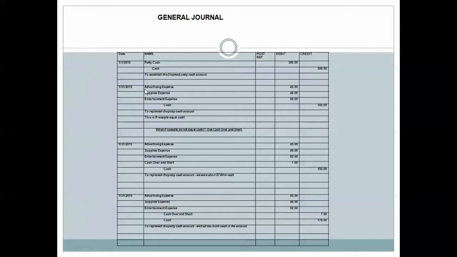Once again, Roadrunners Roost had established a $300 petty cash account. During the month, we had the need to grab some cash. Maybe the Boy Scouts or the Girl Scouts or a school came around and said, if you will give us $45, we'll put you in one of those coupon books. And so we gave them $45 in cash for an advertising expense to put us into one of those coupon books.